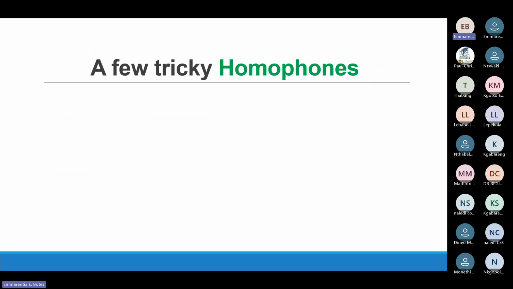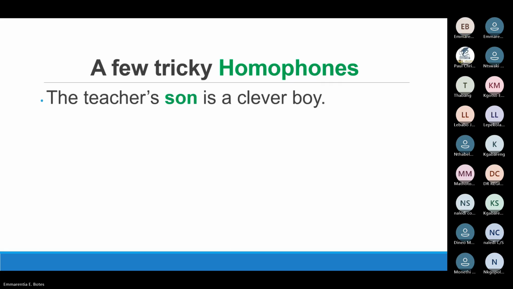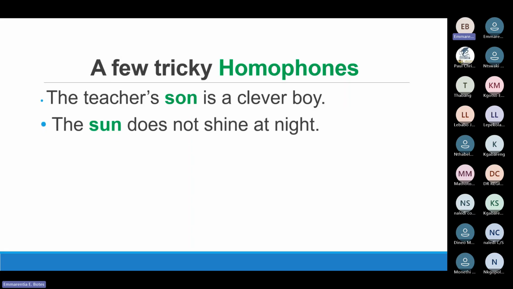Now I want to show you a few tricky homophones, things that I've noticed that a lot of us use wrong when we spell words. For example, "the teacher's son is a clever boy, but the sun does not shine at night." So here we can again see, or hear rather, that they sound the same, but the spelling is different and the meaning is also different.